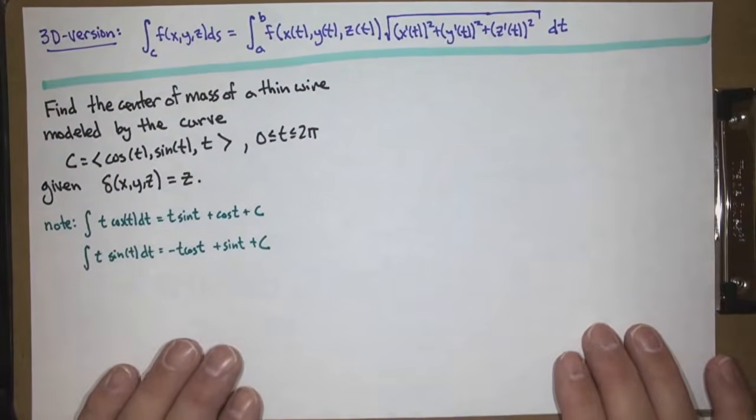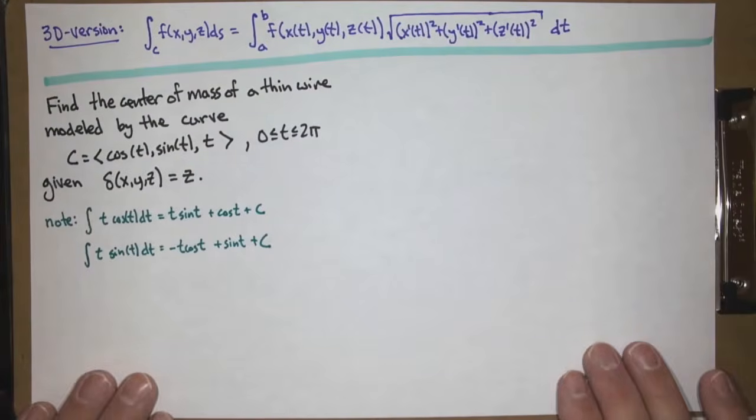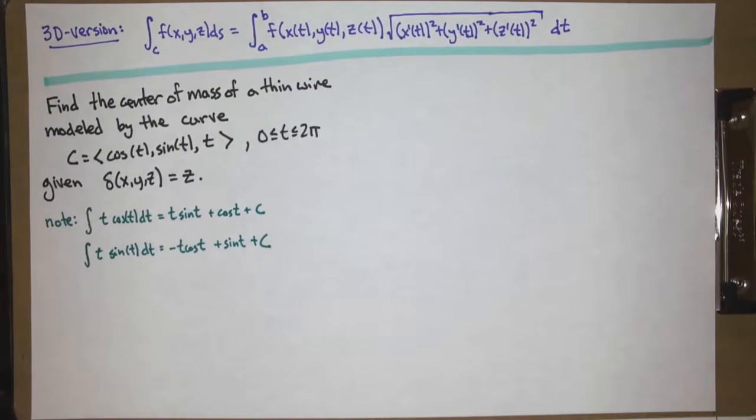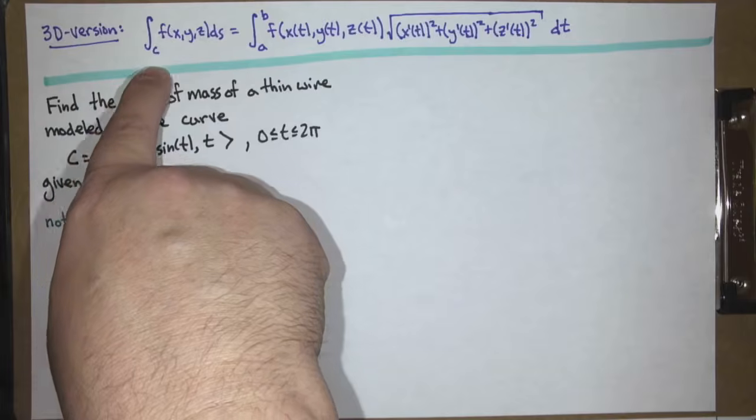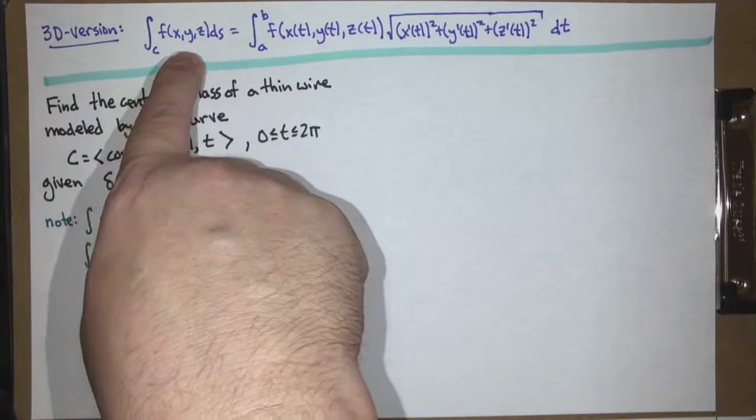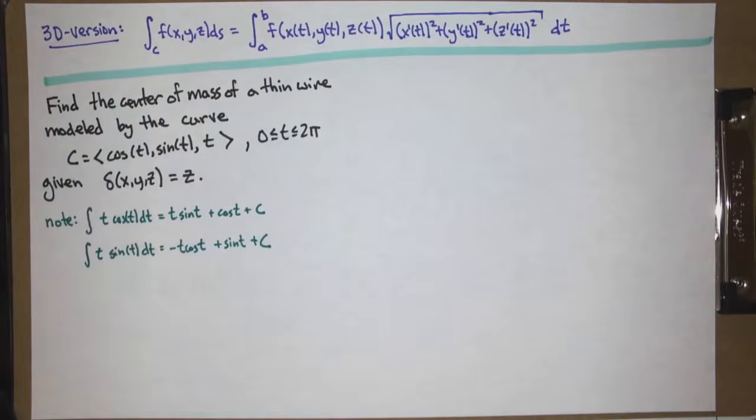Let's do quickly the 3D version. So the 3D version, again, you can have a wire in space, for instance, is oftentimes how we think about this. But you have an integral along a curve in three-dimensional space, f of x, y, z. Now, instead of thinking about it as height, you can think about it as density. Right? That's a very convenient way to think about what's going on.